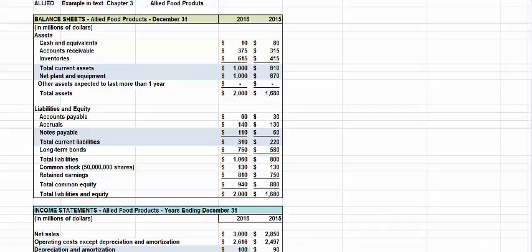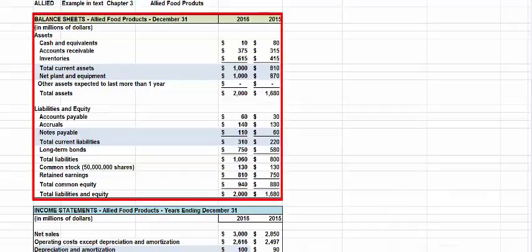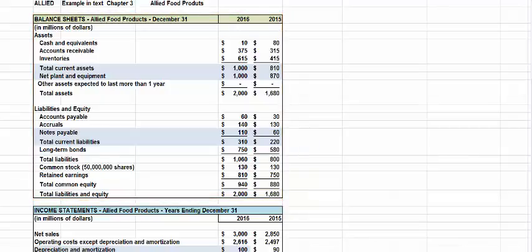In the examples we'll look at, the light blue cells are the numbers we're going to use to find free cash flow. So here's Allied's balance sheet numbers from 2015 and 2016. From these we need total current assets for both years for net operating working capital, net plant and equipment for both years for capital expenditures, notes payable for both years for net operating working capital, and total current liabilities for both years, again for net operating working capital.